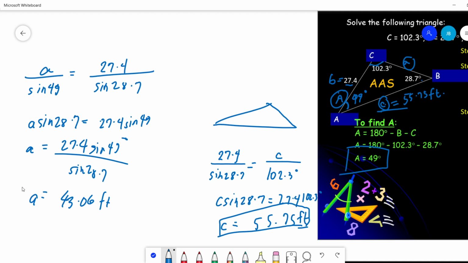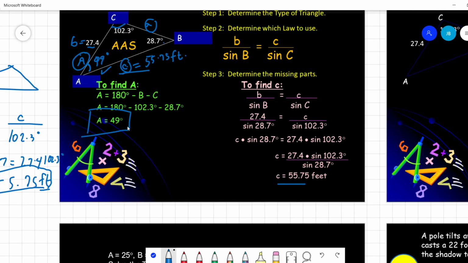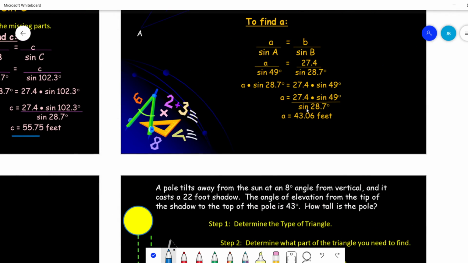So we have already answered the missing parts for this triangle. Okay, so the same answer.